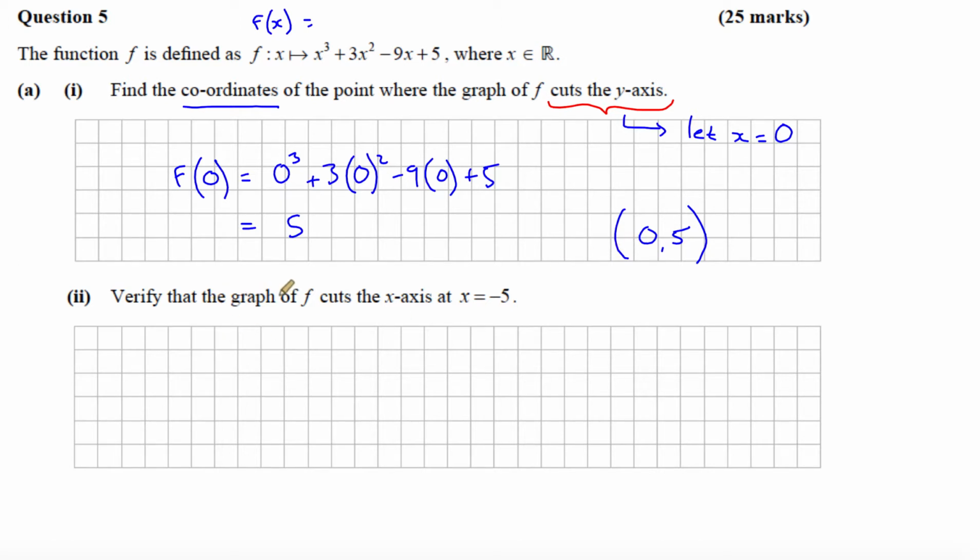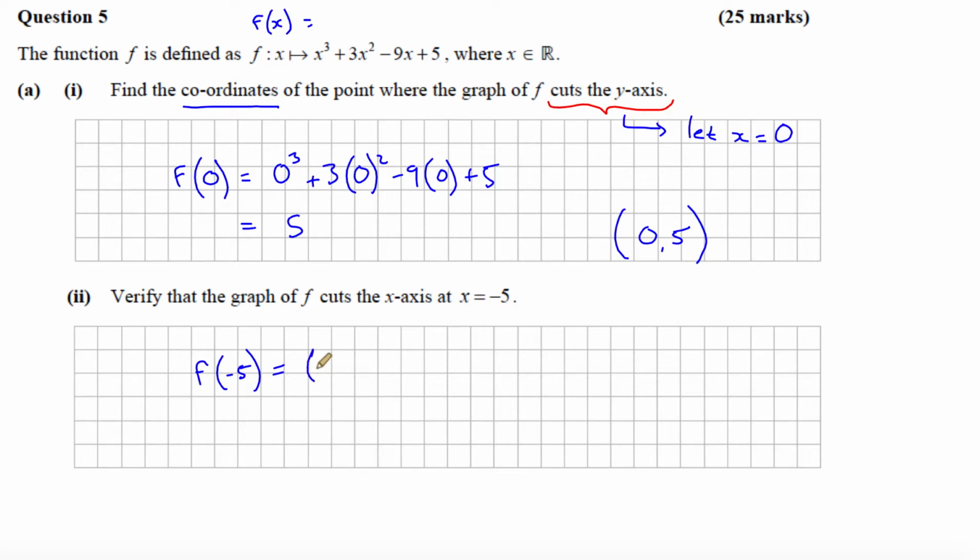Part 2 says verify that the graph of f cuts the x-axis at x equals minus 5. So we have to verify it. That means we're going to substitute this into the equation here and see what we get. So this time we're going to sub minus 5 in for x, and we're hoping then if it satisfies it, if the graph cuts the x-axis at this point, well then we should get 0 when we substitute it in.